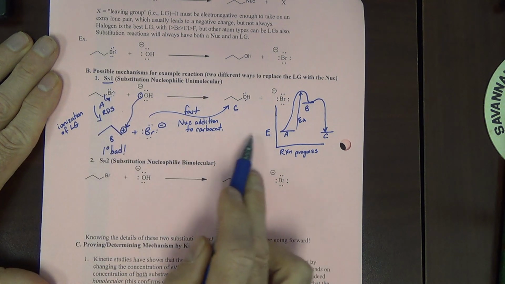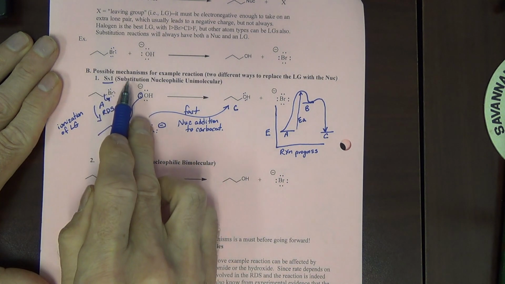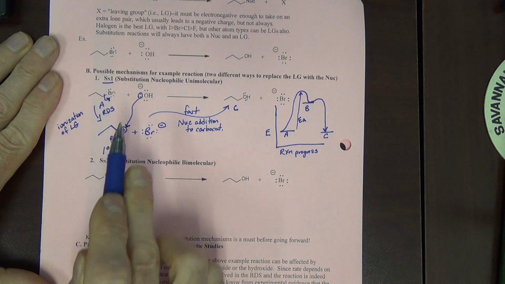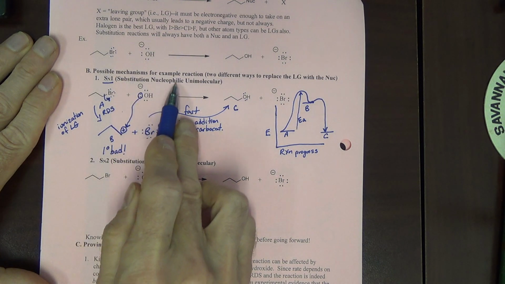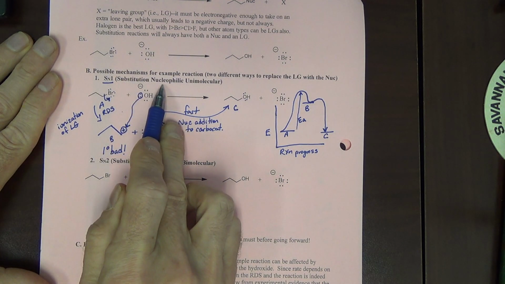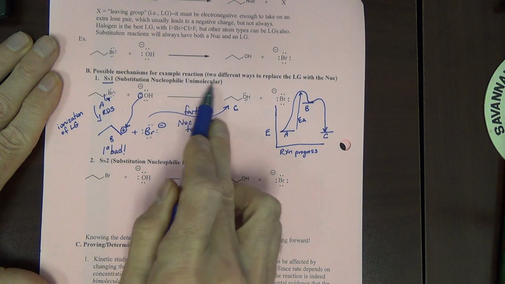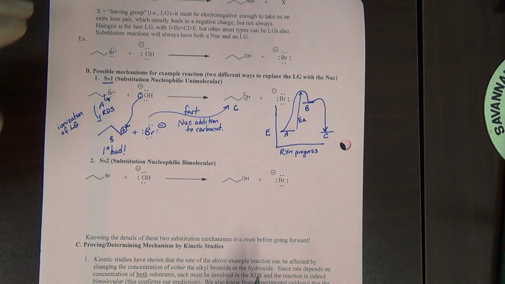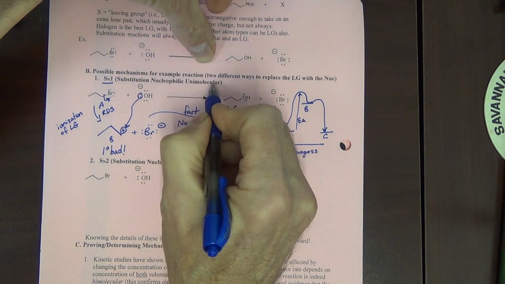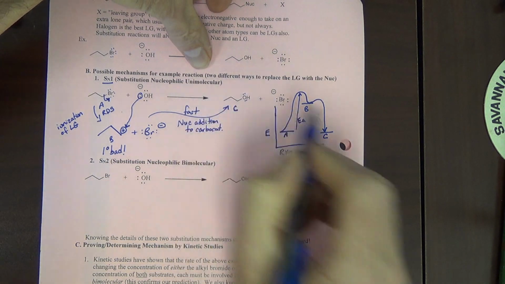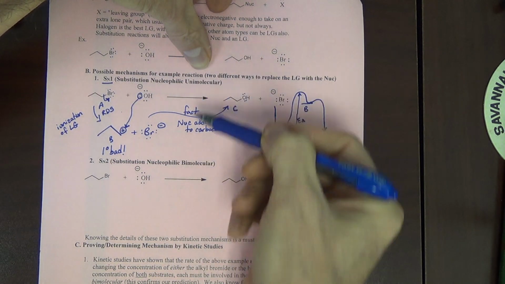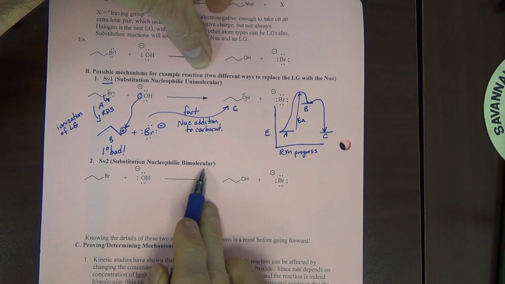Thus, this mechanism that we showed here is called a SN1. It's a substitution by a nucleophile, but it's unimolecular. Okay? Unimolecular. We will compare that to below bimolecular.